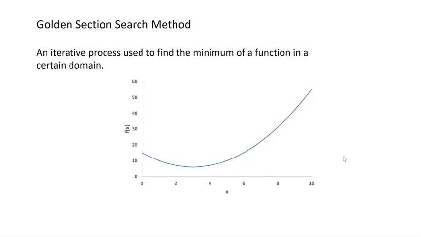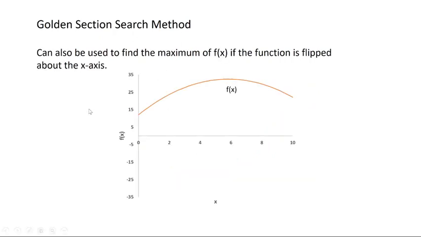Similar to the bisection technique, we can use this pretty ancient technique known as the golden section search method. It's an iterative process used to find the minimum of a function. You have to have a lower bound and an upper bound, and you have to somehow know your function. And it's used to calculate the minimum. It can also be used to find the maximum of f of x, but only if the function is first flipped about the x-axis. So we could take the minimum of negative f of x.